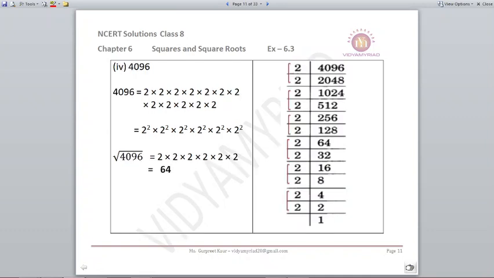4096. So it is a very long one. Don't get confused here. Slowly and slowly you do it. If you see, you have 6 pairs of 2 in this. That means there are twelve 2s in this. 6 pairs of 2 means I will multiply 2 six times. 2 into 2 into 2 into 2 into 2 into 2 gives you 64. So the square root of 4096 will be 64.